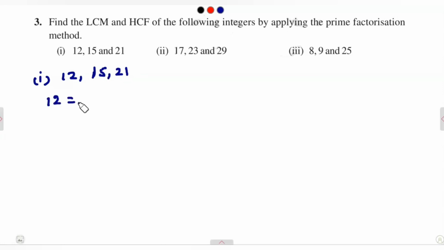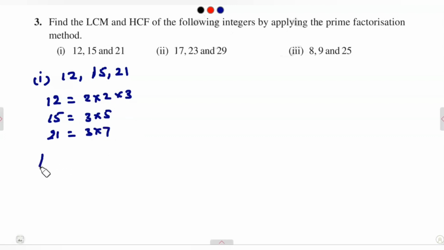So the prime factors: 12 can be expressed as a product of primes as 2 into 2 into 3. So these are the prime numbers, 2, 2, 3. So 2 into 2 into 3 is 12. And 15 is divisible by 3. 3 into 5 is 15. 21 is divisible by 3. 3 sevens are 21. So these are all our prime numbers only.